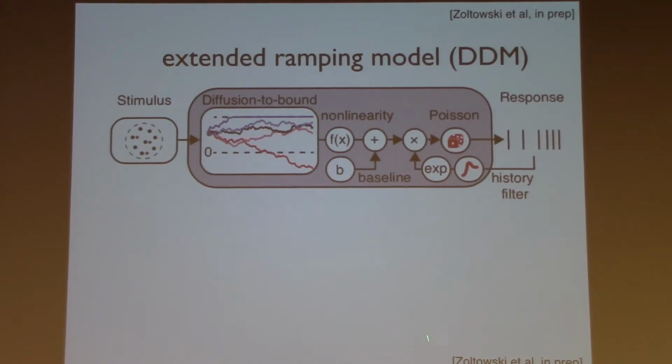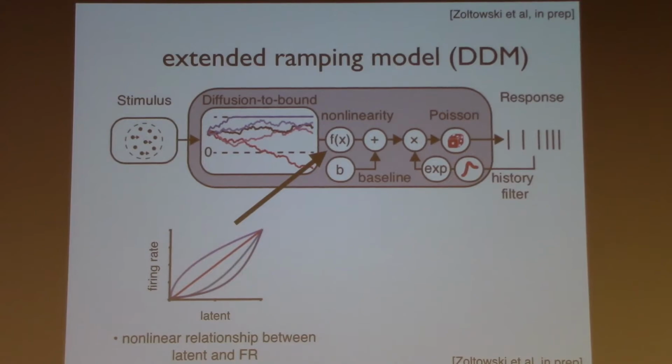And so in our lab, we thought that was a great idea, and so we've incorporated the baseline. We've extended the original ramping model in several ways. One, we've added a nonlinearity between the diffusion process itself. You could have a saturating or an accelerating nonlinearity between the DDM itself and the firing rate of the neuron. We add a non-zero baseline, and we add GLM spike history. Conrad mentioned they've also done that in their paper.